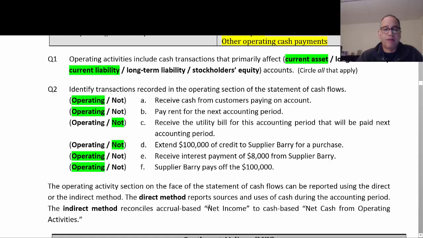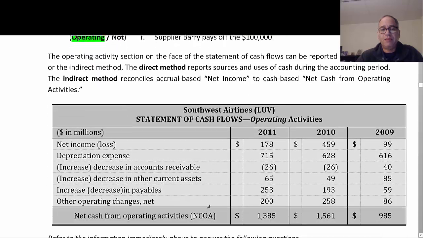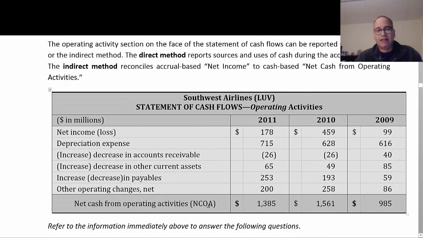Now, this is called the direct method. The other method that you may see is called the indirect method. And the indirect method is required. So the direct method is actually optional, and very few companies use it. But the indirect method is required, and all companies use it. So for example, for Southwest Airlines, this is the indirect method.